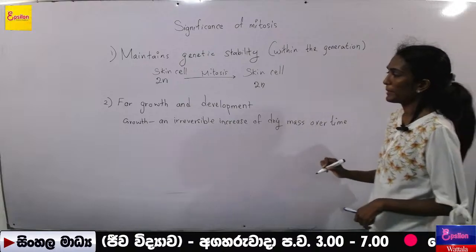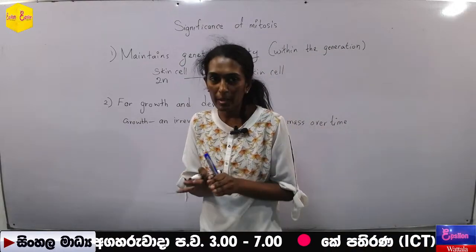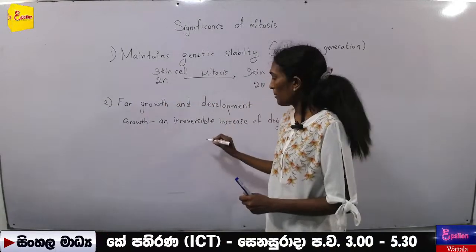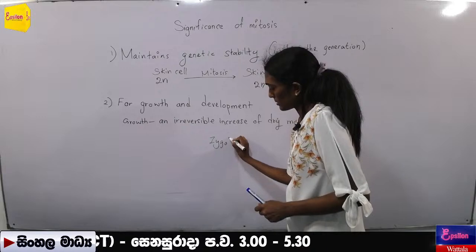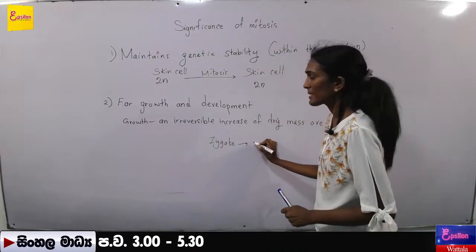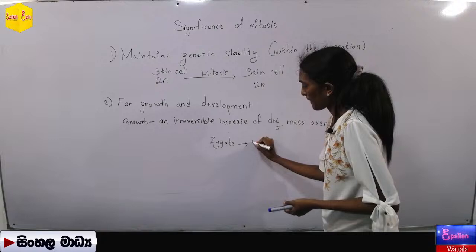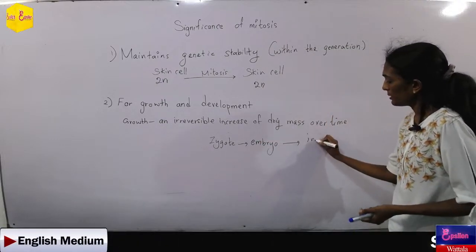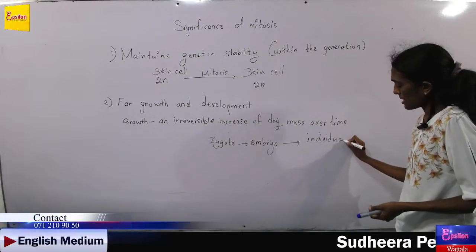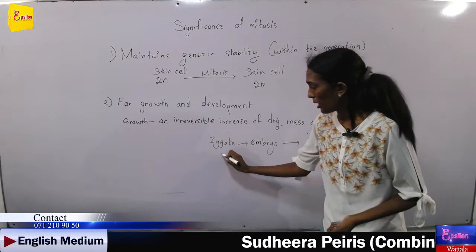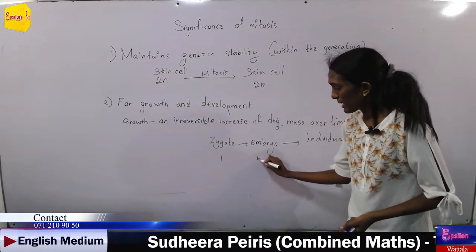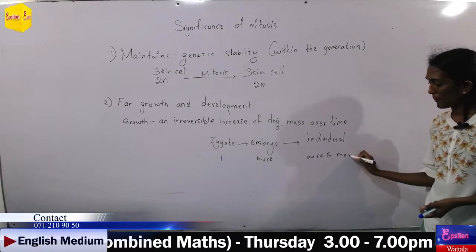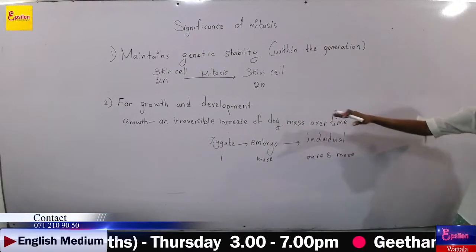So how is this happening? You know that egg and sperm get together to form a zygote. The zygote divides mitotically to form an embryo. The zygote increases the cell number little by little. The embryo produces an individual which has more cells. The zygote has one cell, the embryo has more cells, isn't it? Likewise, it increases more and more, thereby increasing the dry mass.